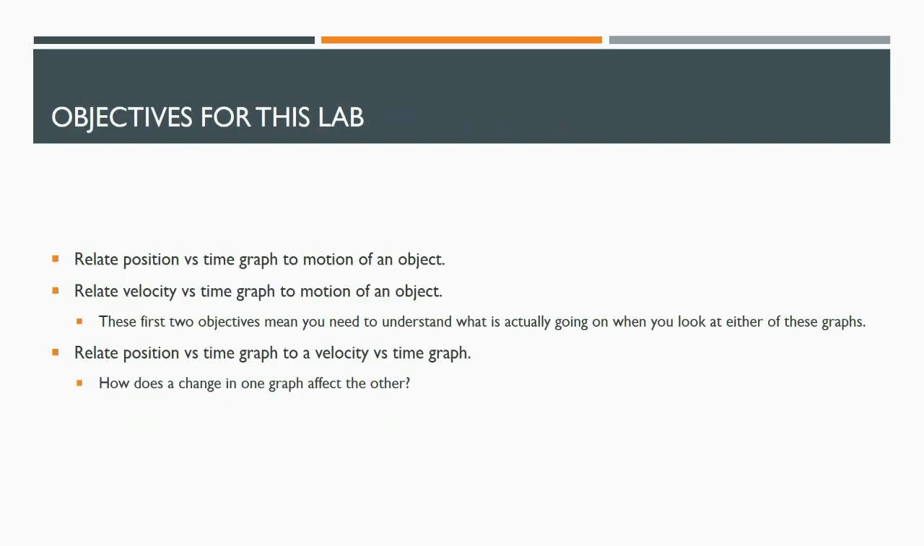Our objectives for this lab are the following. Relate the position versus time graph to the actual motion of an object. Relate the velocity versus time graph to the motion of an object. These first two objectives mean you need to understand what is actually going on and how that relates to the graphs that you're seeing on the computer screen.